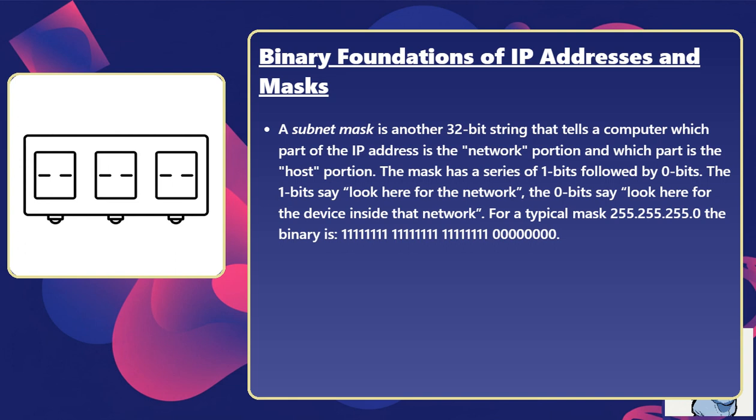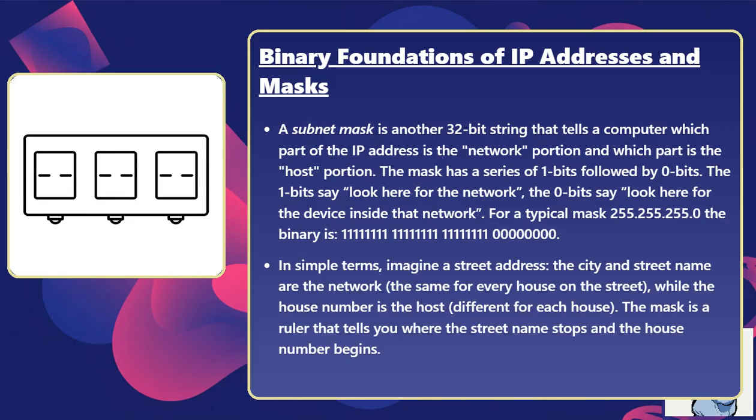The 1 bits say look here for the network, the 0 bits say look here for the device inside that network. For a typical mask, 255.255.255.0, the binary is 11111111 11111111 11111111 00000000. In simple terms, imagine a street address. The city and street name are the network, the same for every house on the street, while the house number is the host, different for each house. The mask is a ruler that tells you where the street name stops and the house number begins.